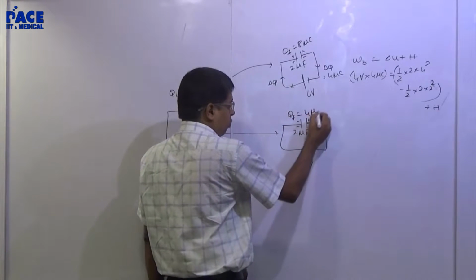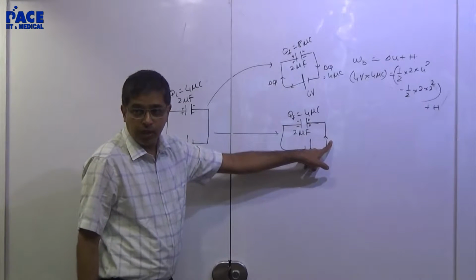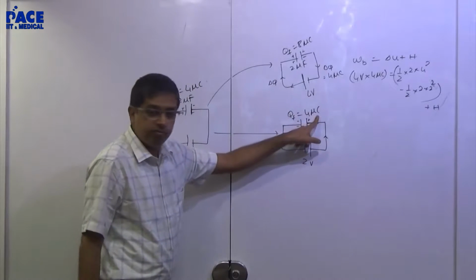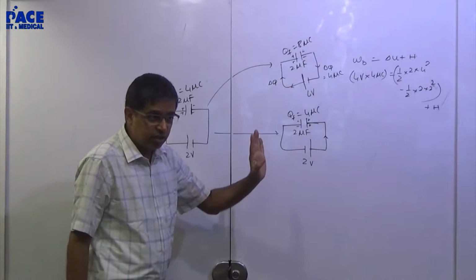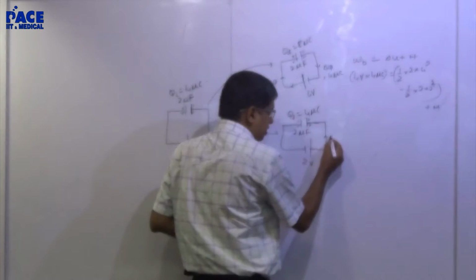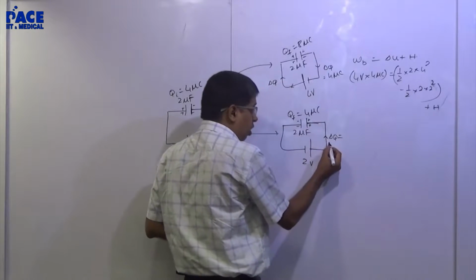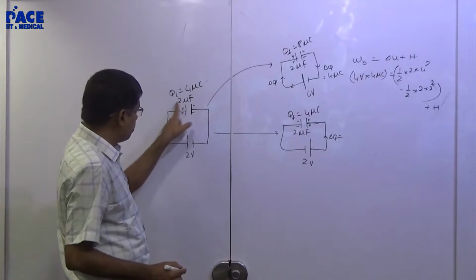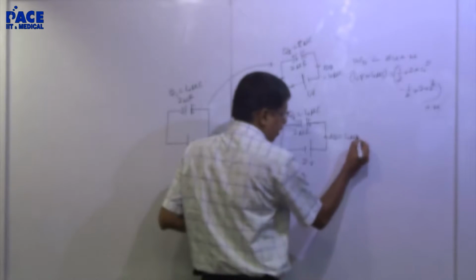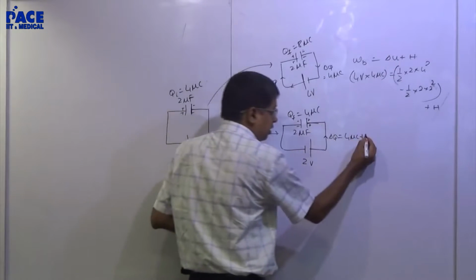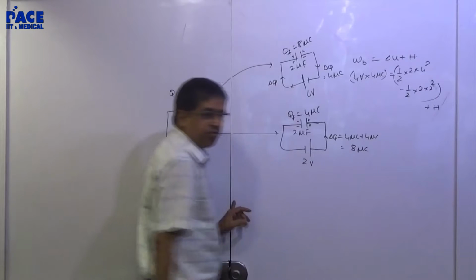Q final will be 4 microcoulombs. Right? Initially 4 microcoulombs, finally 4 microcoulombs. But the polarities of the capacitor have changed. If the polarities of the capacitor have changed, delta Q will be, first of all I should send 4 microcoulombs to nullify this polarity. When I nullify this polarity with 4 microcoulombs, then the battery should push another 4 microcoulombs to recharge this. This will be 8 microcoulombs of charge.